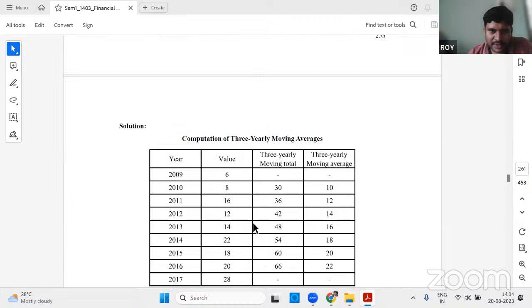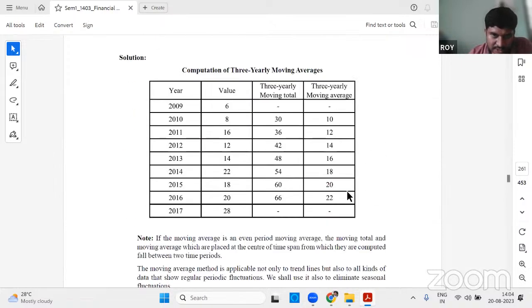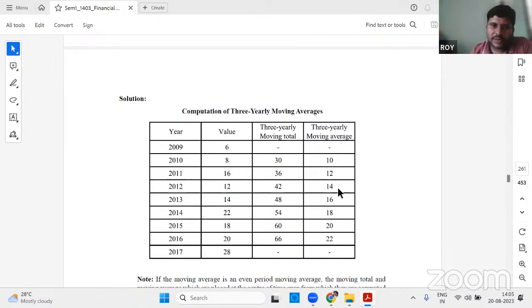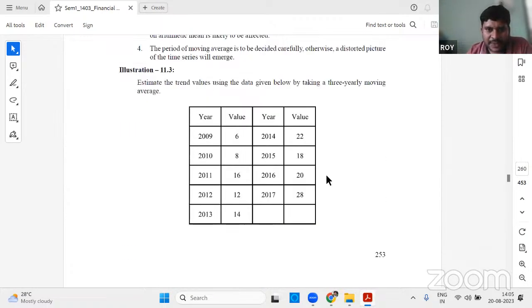See this. Try to understand this. Moving averages, you got this, and you plot these years and these values, and you will get the trend, how it is going, fluctuating down. You draw it on the graph, then you will get it. Okay. Now, this is called the moving average method.